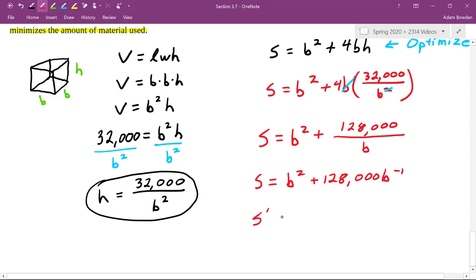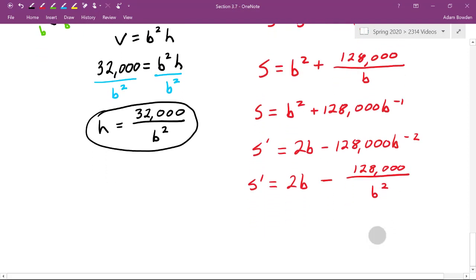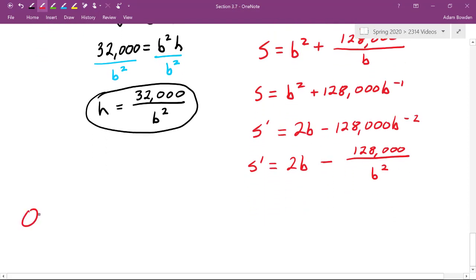So s prime is going to be 2b minus 128,000 b to the negative 2. And so we'll just put that back down in the denominator. Okay, something like this. So now we'll set that equal to 0 so we can solve for the critical value here. First derivative set equal to 0.